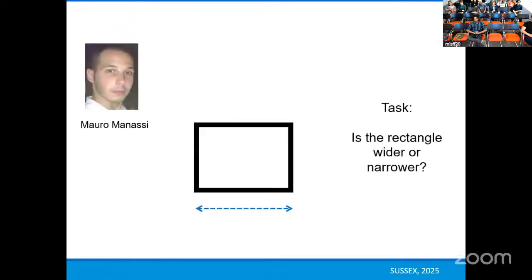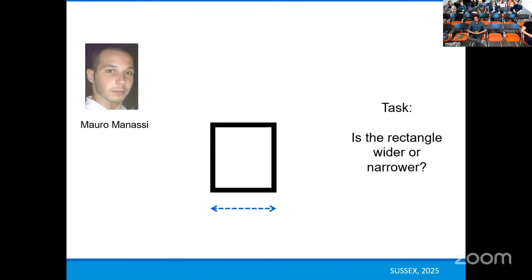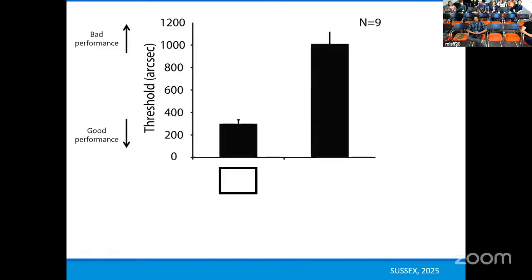Okay, so we did a rectangle discrimination task, first time on the planet. It's a totally simple task. You say if the x-axis is longer than the y-axis, you say wider. In this case, this is shorter and this is longer, so you say narrow. You push a button. And then we do the task and we plot it as thresholds. High thresholds mean bad performance and low thresholds mean good performance. You can see that the participants are at around 300 arcseconds, whatever this means. And this is presented in the periphery, at 9 degrees, so you're focusing here and looking at the periphery.